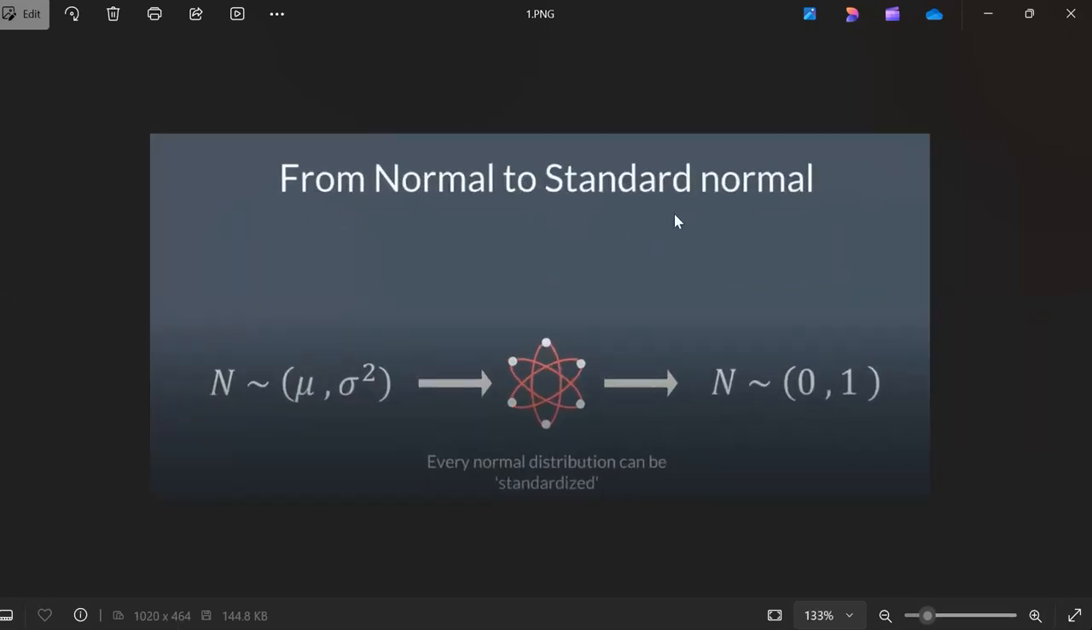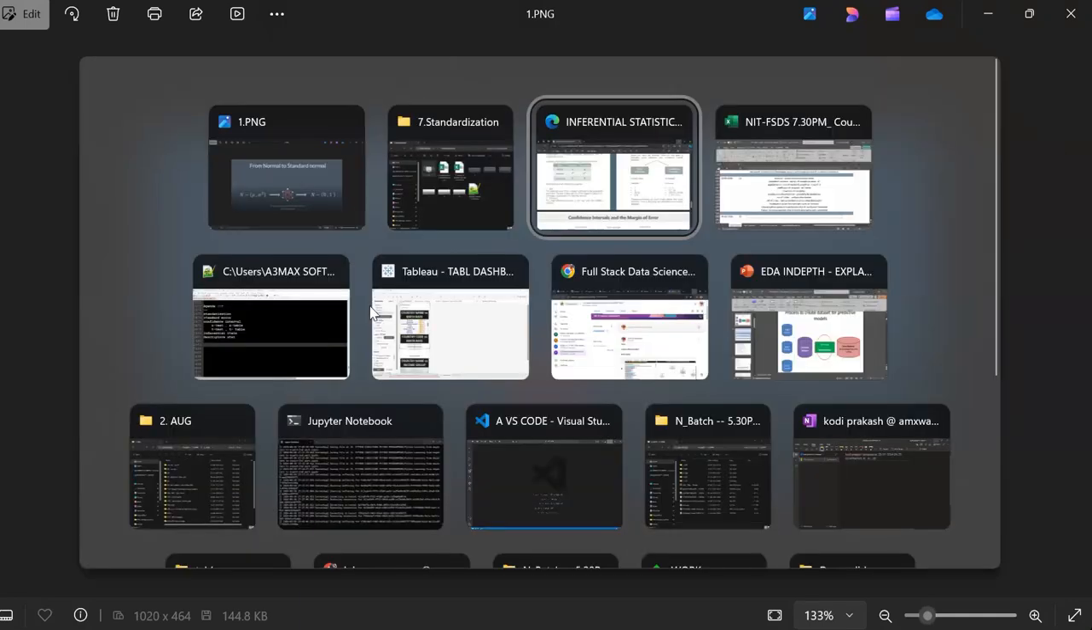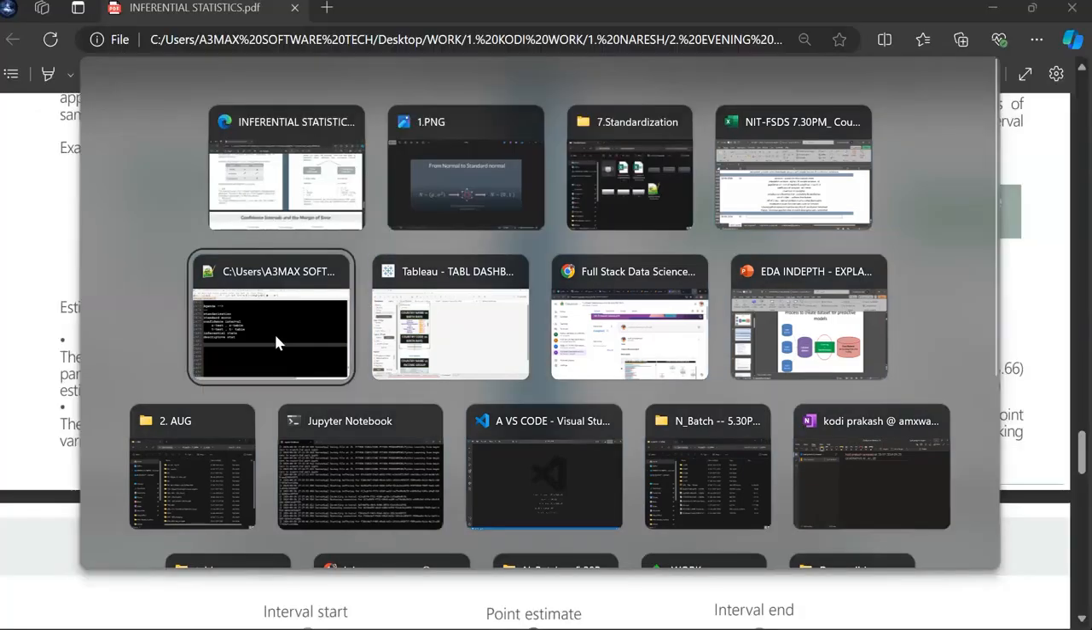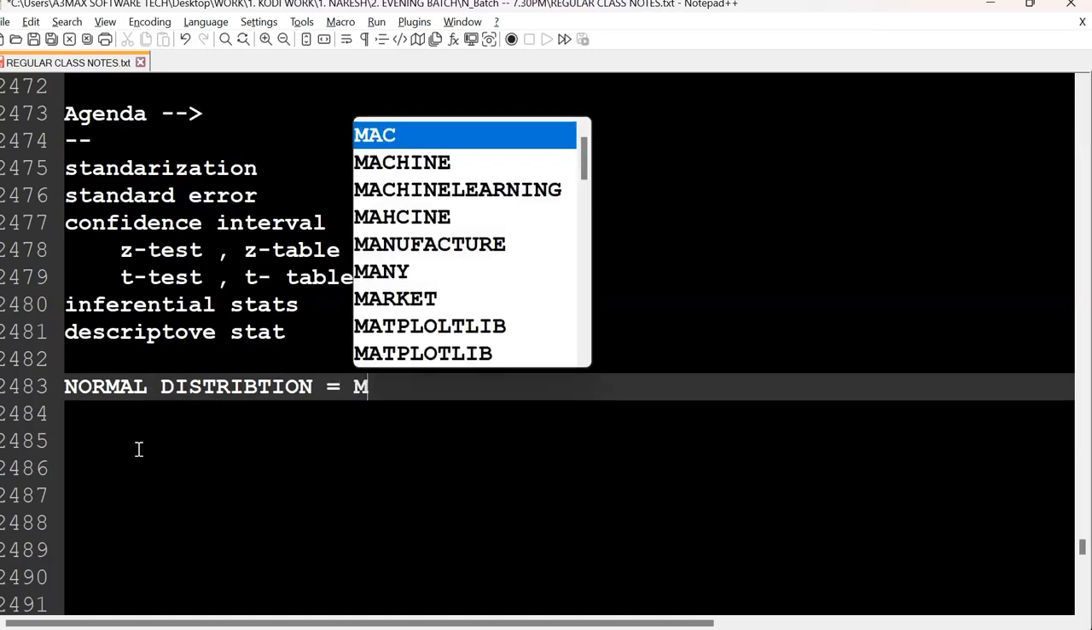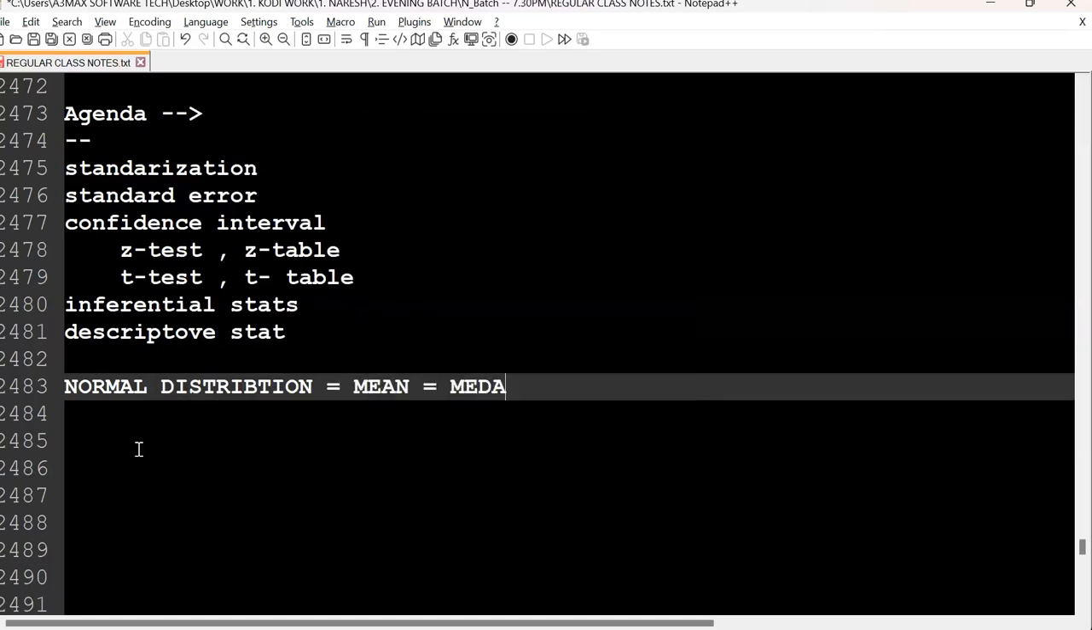Normal distribution to standard normal distribution. Do we know what a normal distribution is or not? We understand what is meant by normal distributions. Let's go ahead. In normal distributions, we have mean equals median equals mode. We know this one. Okay.